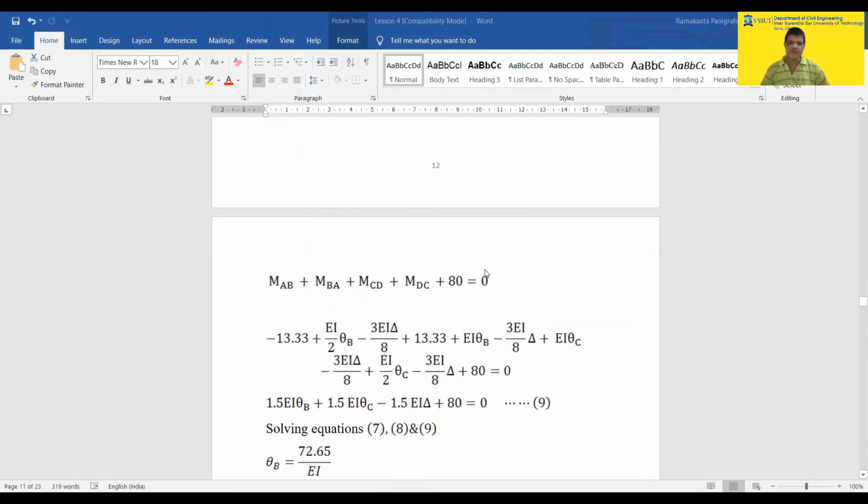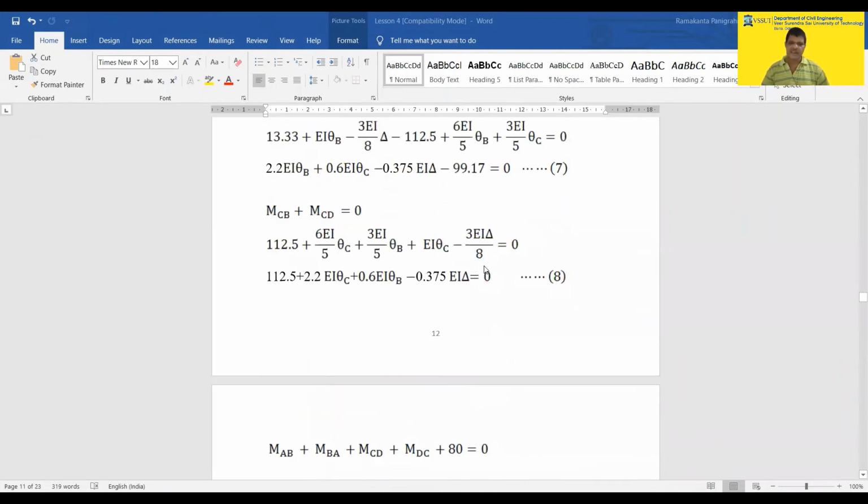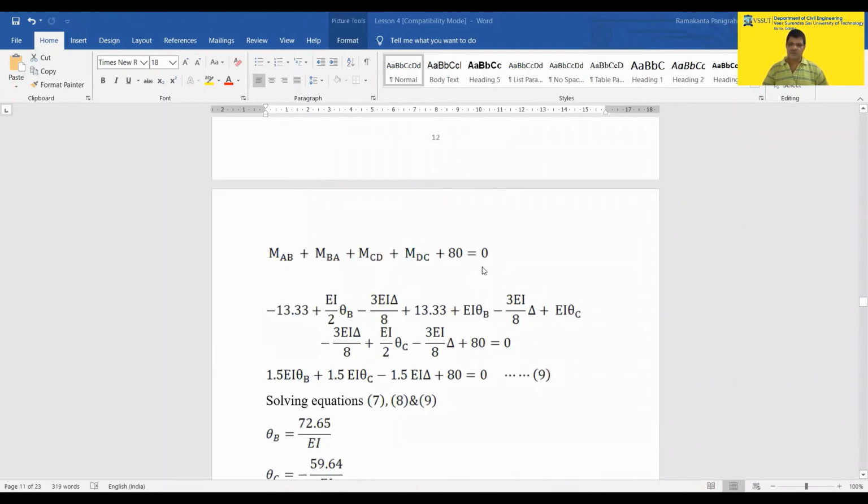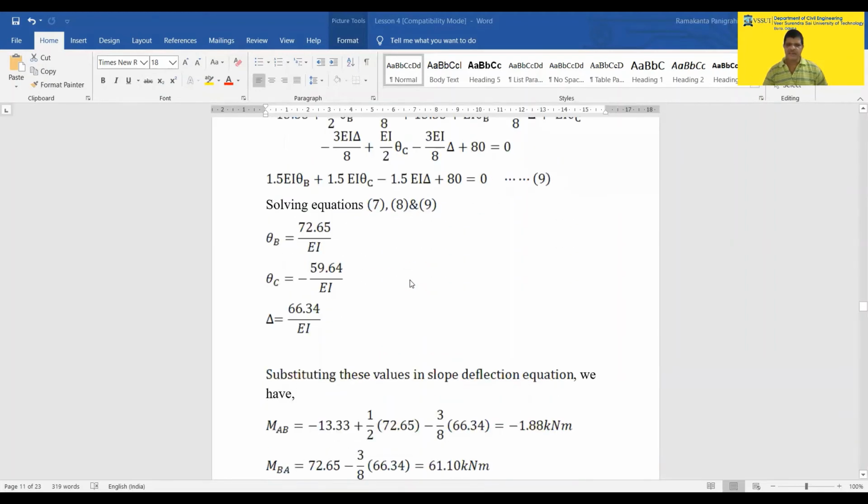So you can find equations 7, 8, and 9 by putting the boundary conditions or the continuity conditions, or this is the shear equation. By taking these 3 equations, we can solve the 3 unknowns. You can solve equations 7, 8, 9 any way. You can take the value of EI delta in terms of theta B, theta C, and find the values of theta B, theta C, as we have solved in the previous problem. And then you can find theta B and theta C delta.